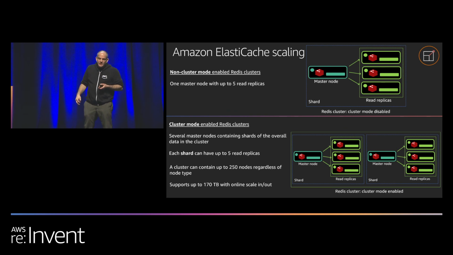Cool. So Redis comes in two flavors, cluster mode enabled, cluster mode disabled. Essentially, with cluster mode disabled, you have one master and as many replicas as you need. In ElastiCache, it's up to 5. And your data is replicating to the replicas, and they are read-only.